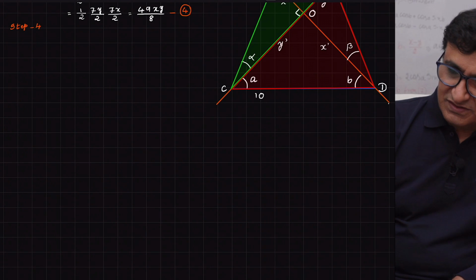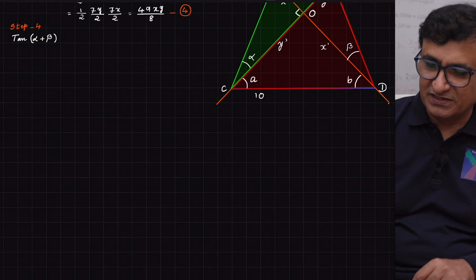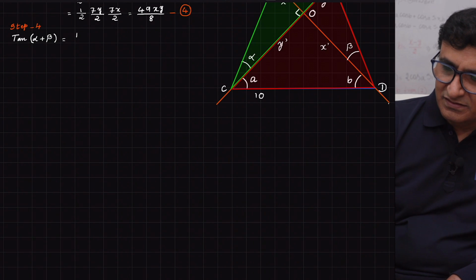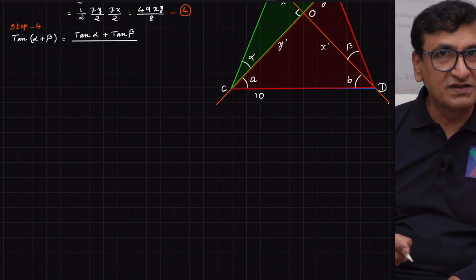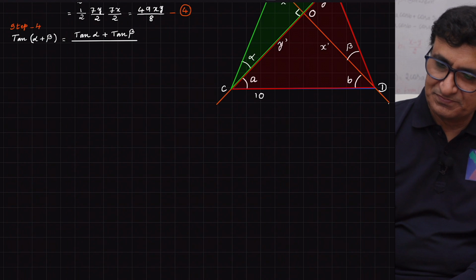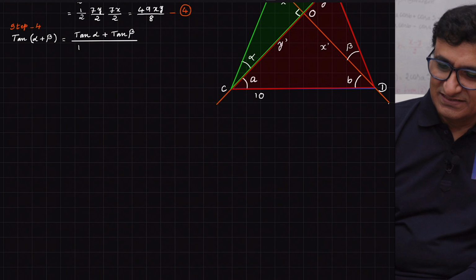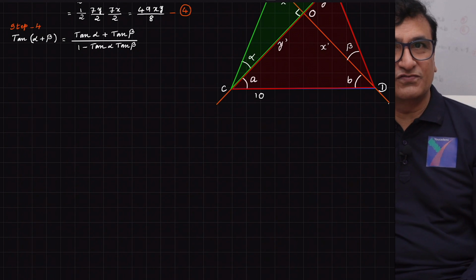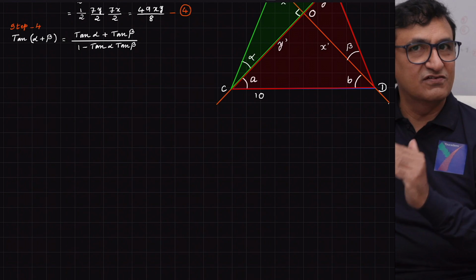Step 4. I am going to write out the formula for tan alpha plus beta. That will give me tan alpha plus tan beta, the whole thing divided by 1 minus tan alpha tan beta, sorry. So this is the formula for tan alpha plus beta: tan alpha plus tan beta divided by 1 minus tan alpha tan beta.